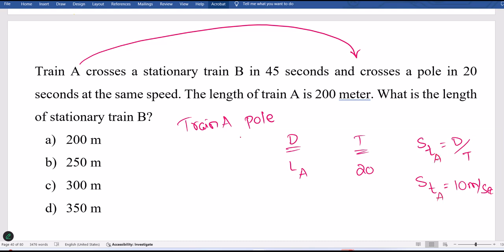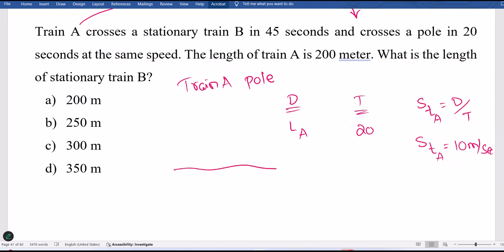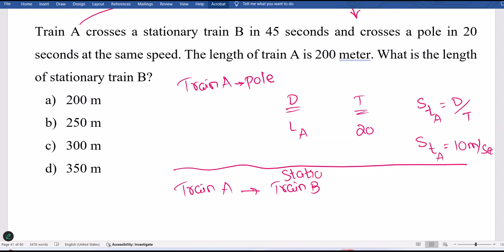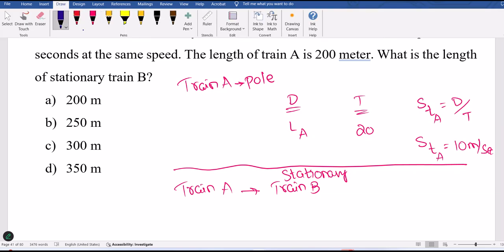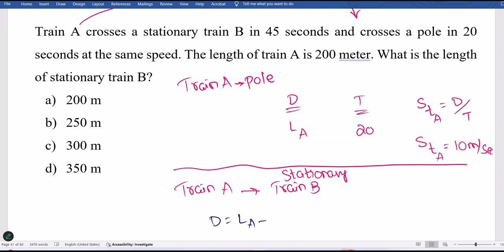Now the same train A is crossing train B, which is stationary, a fixed one. So in this case, the distance must be the length of train A plus the length of train B. Speed will be the speed of train A only, because only train A is moving there. Time taken is 45 seconds, as given in the question.